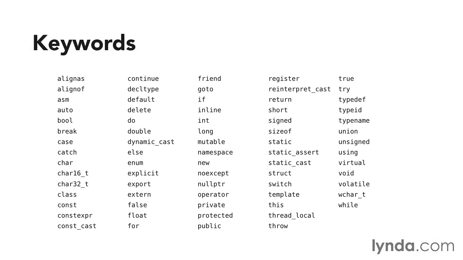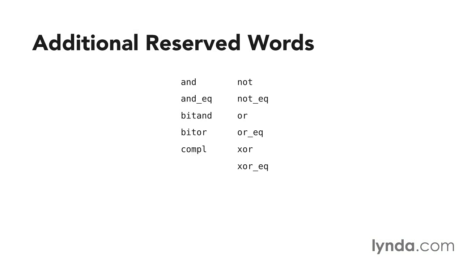Identifiers may not conflict with reserved words. The current C++ standard, C++14, reserves 73 keywords plus 11 alternative tokens. You may not use any of these words as an identifier.